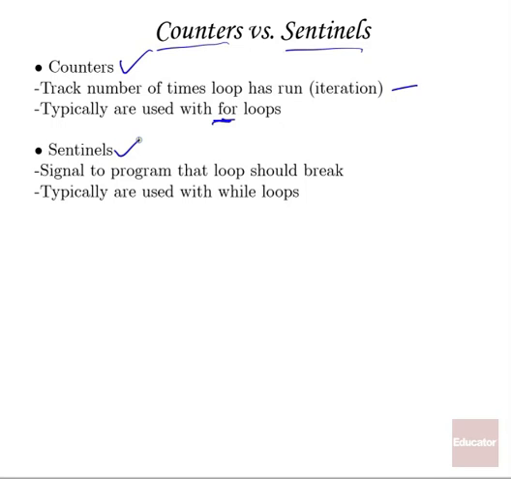Now contrast that with a sentinel. A sentinel is a signal that the program needs to break, or the loop needs to break. And typically these are used with while loops. And with sentinels you might have a user entered code like, as long as the user doesn't enter -1, the loop will continue to run. Or as long as the user doesn't enter 0 is a common sentinel.